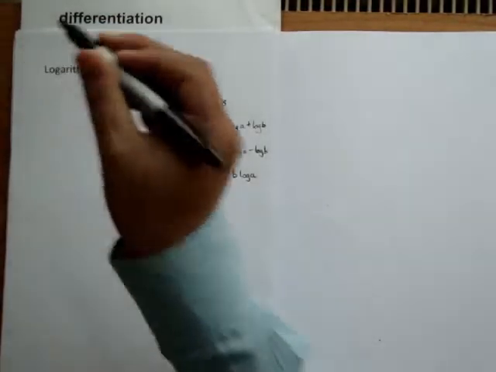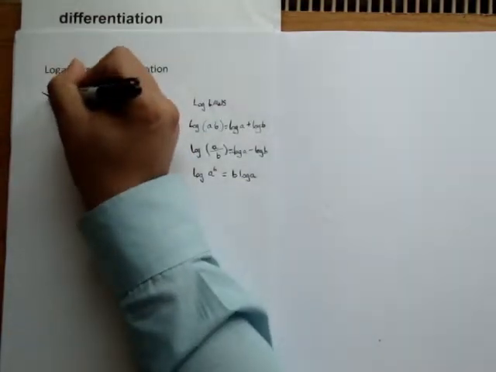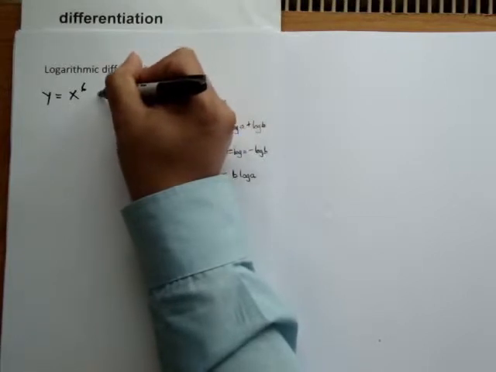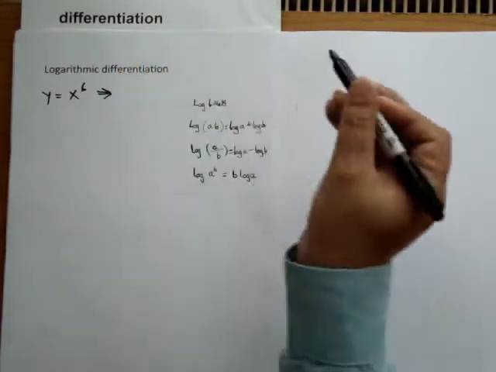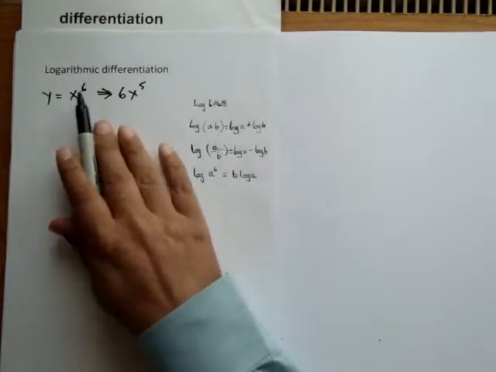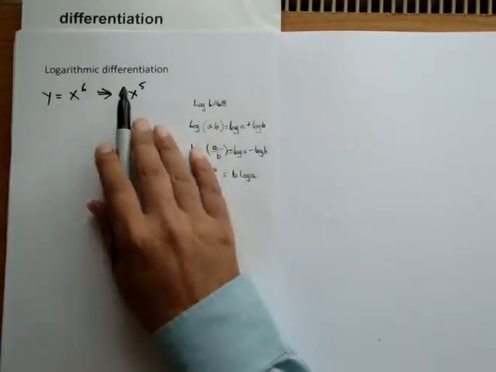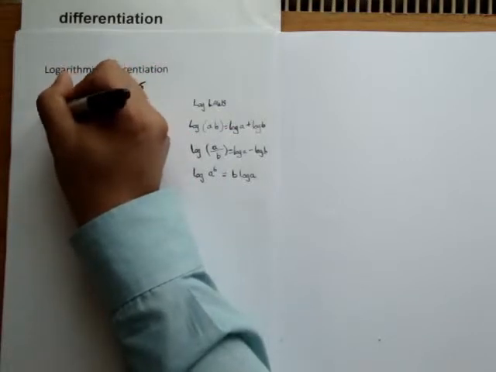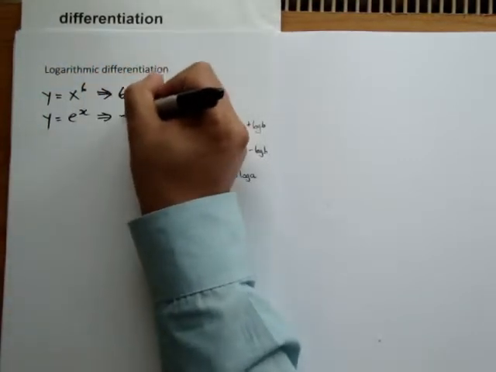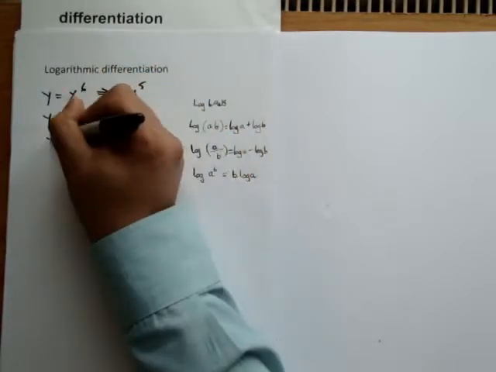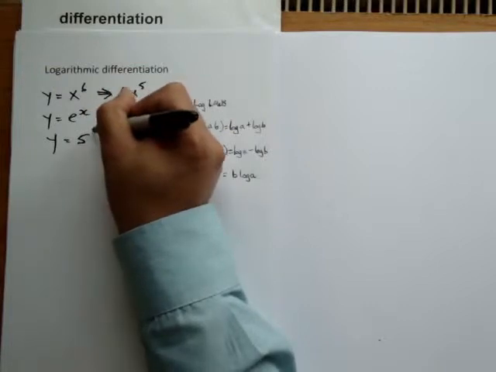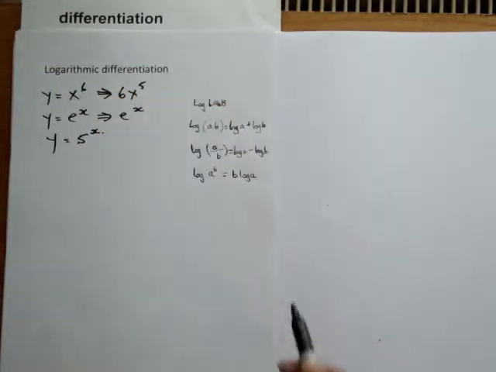Okay, let's go on to logarithmic differentiation. So if we're given something to differentiate like y equals x to the power 6, we know that becomes 6x to the power 5. Bring the 6 down, minus 1 from the power. If we have y equals e to the x, it remains e to the x. What happens if we have y equals 5 to the power x? What do we do then?